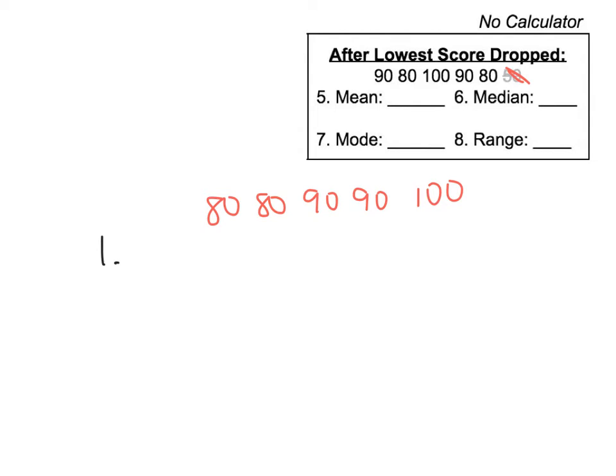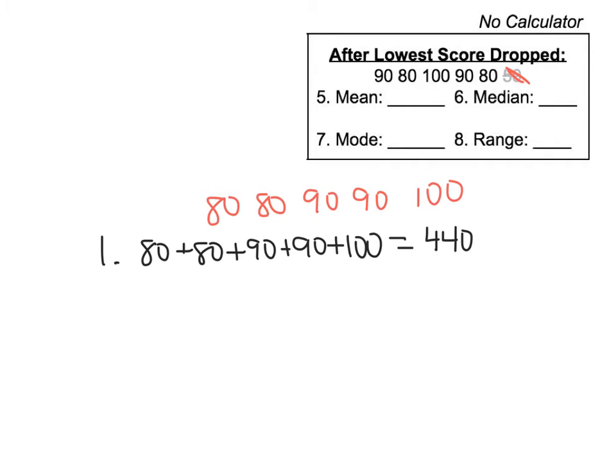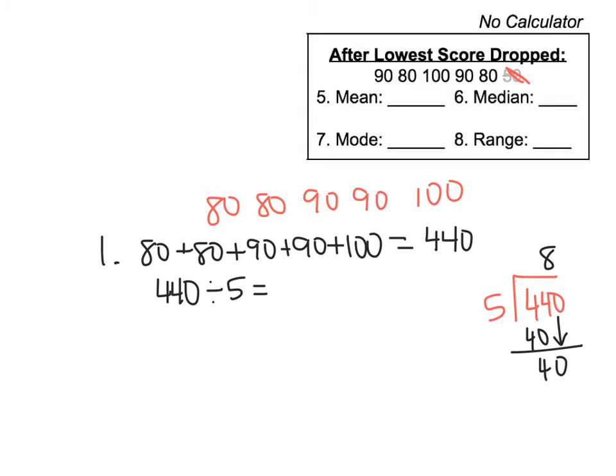My mean is found by adding all of those numbers together, which gives me 440. And then I am going to divide 440 by how many numbers there are. And this time there's only 5. I show that long division, 440 divided by 5. It goes in 8 times. And 5 goes into 40, another 8 times. So I get an 88 as my mean.